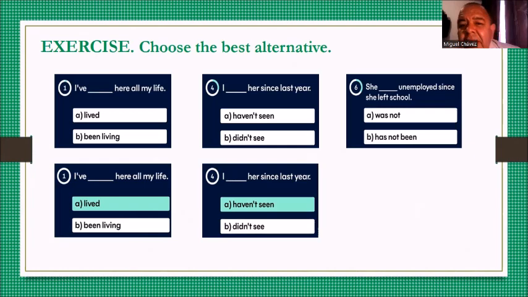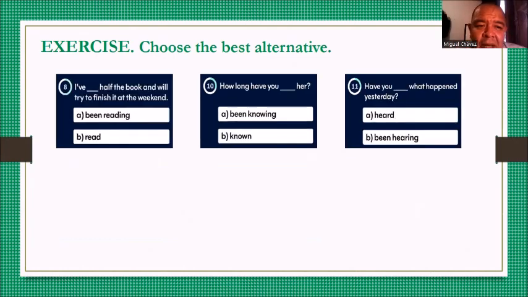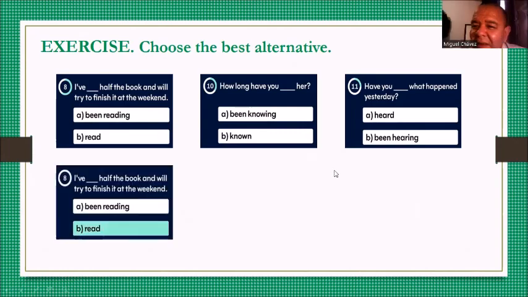Okay, be careful. Then number six, please, Alcantara. She has not been unemployed since she left school. Yes, has not been. Thank you, Alcantara. Okay, number eight, another volunteer, please. Could it be B? Can you read it, Katia, please? I read half the book and will try to finish it at the weekend. Yes, you're right. Thank you.